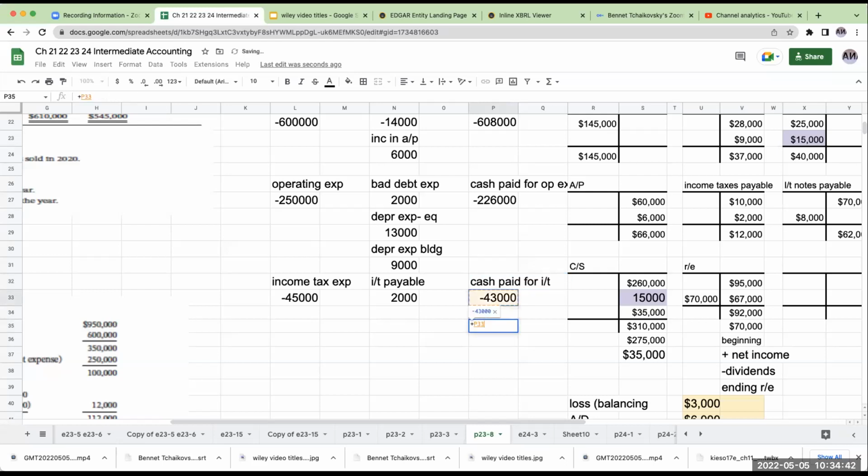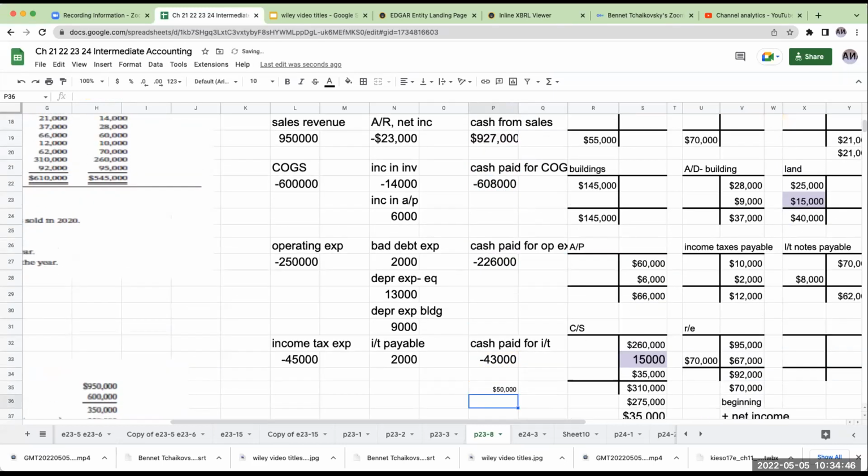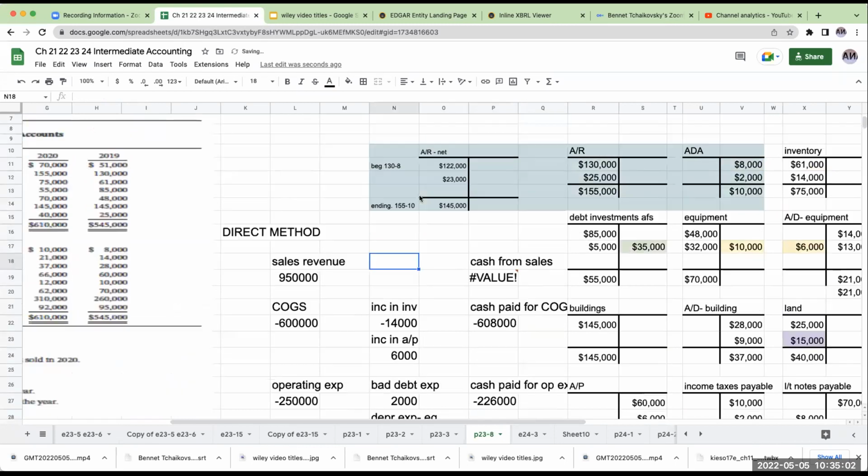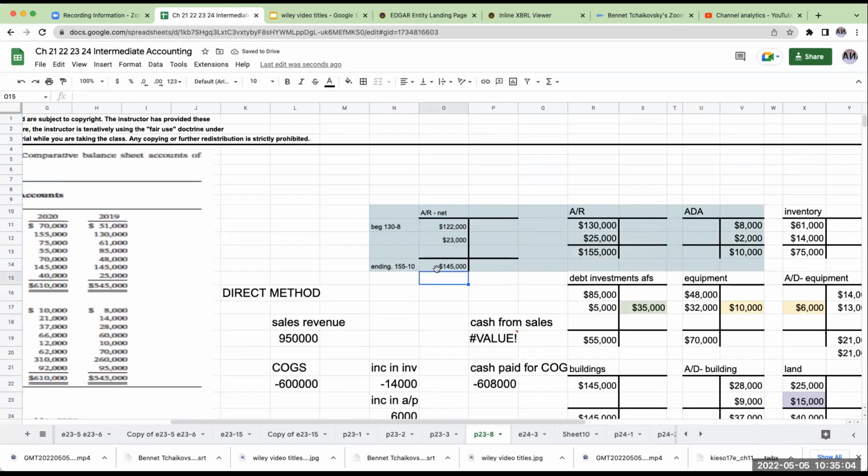When I go through and I add up these different amounts, what did I do wrong? I don't know. 950. Oh, wow, Bennett, look at this. Here's a big mistake I just made. Okay, the big mistake I made is I was using this AR net.